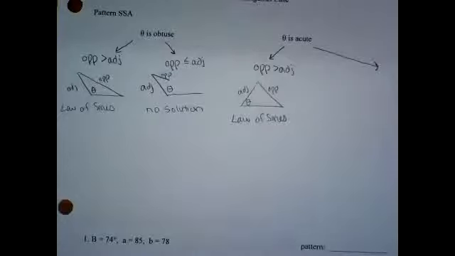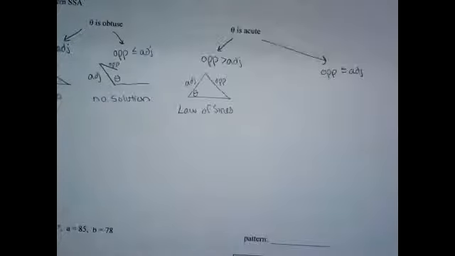All right, now if your opposite side is less than or equal to the adjacent side, if your angle is obtuse, it just won't work. It looks like this. Now, if it's acute, this is going to split three other ways.